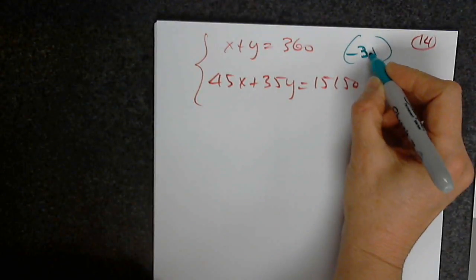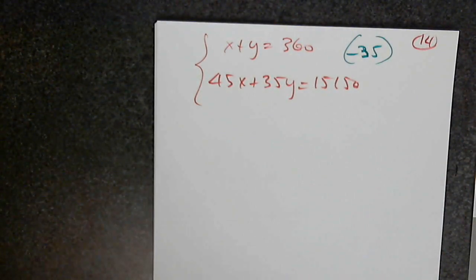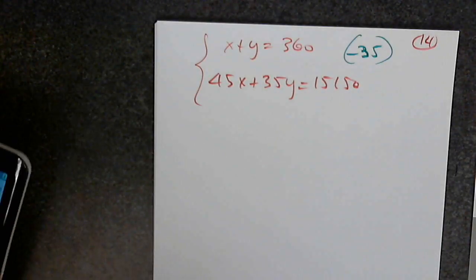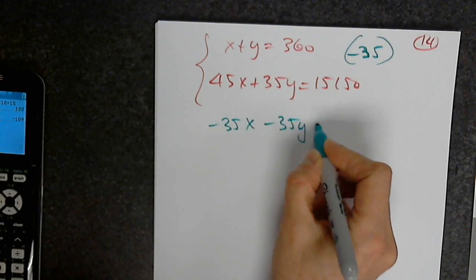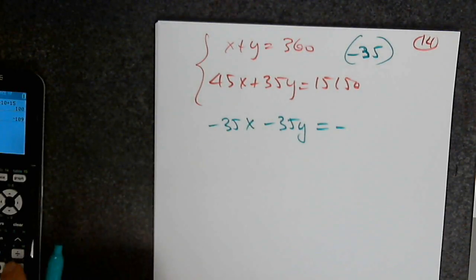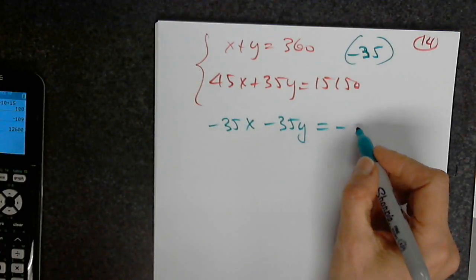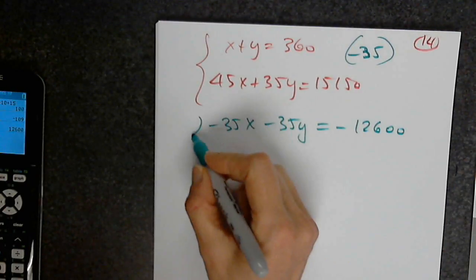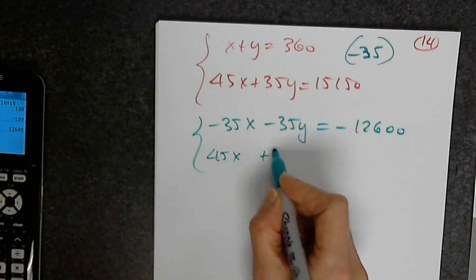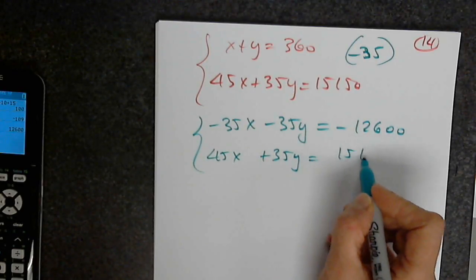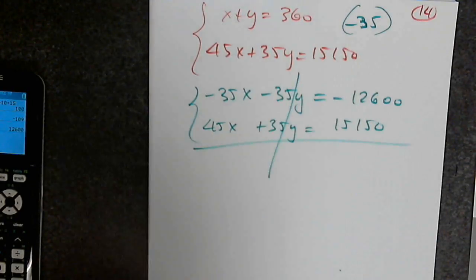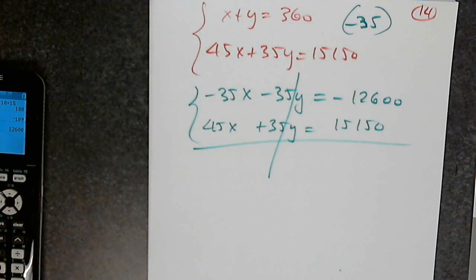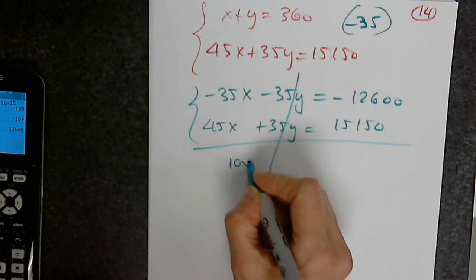Very good. This is what I would have done. Choose the smallest of the 2. Yes. Because it doesn't matter. I still have to multiply, right? So then I have negative 35x, negative 35y equals 360 times 35, and that is negative 12600. Awesome. 45x plus 35y, 15150. We indeed eliminated y. 45 minus 35 is 10x.